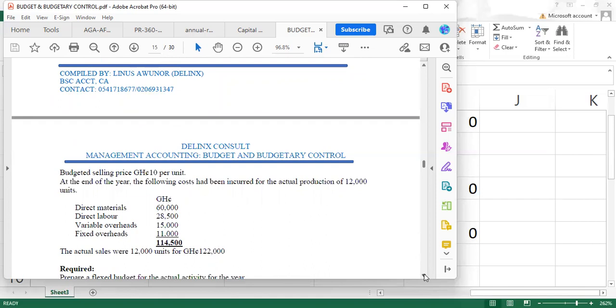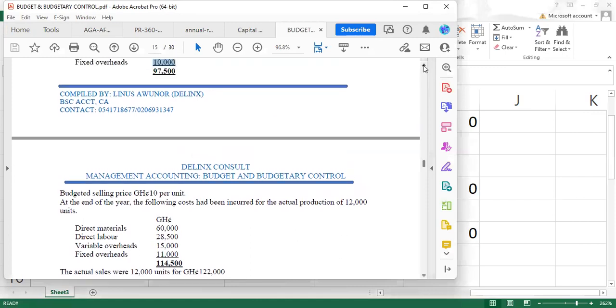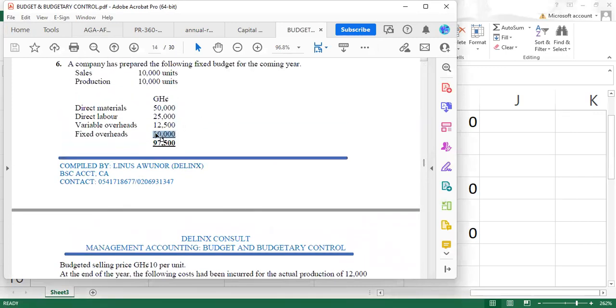They are considered fixed irrespective of level of activity within a given time frame. So we don't flex fixed overheads because they are not based on the level of activity. Whether you produce one or not, you will still incur the same cost. So don't go and flex the fixed overheads. No matter the activity level, the fixed overheads will still be the same value because it has nothing to do with the level of activity.